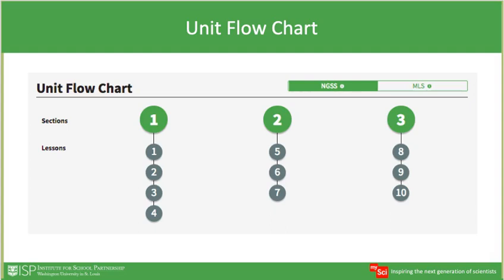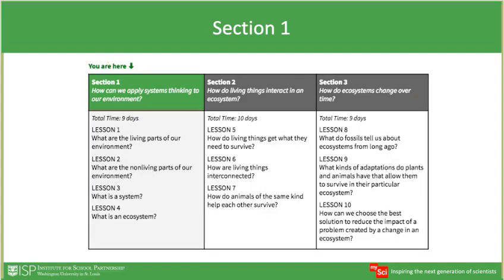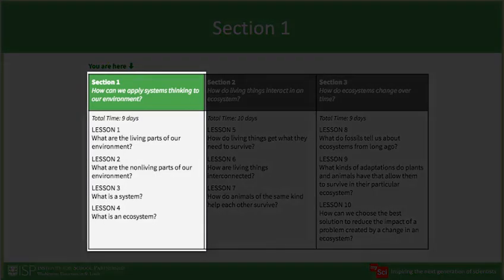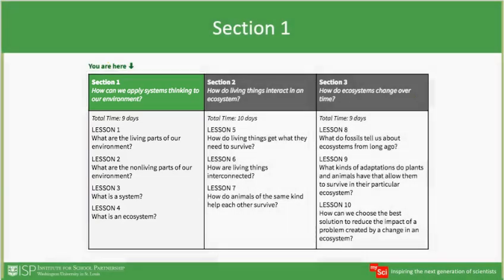Now that we have an idea about what students will study in this unit, take a look at the unit flowchart. This unit is divided into three sections, and there are 10 lessons total. Section 1 asks students to consider how our environment is a system of living and non-living parts that work together. This section will take about 9 days.